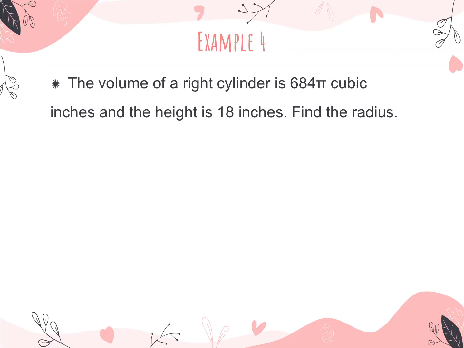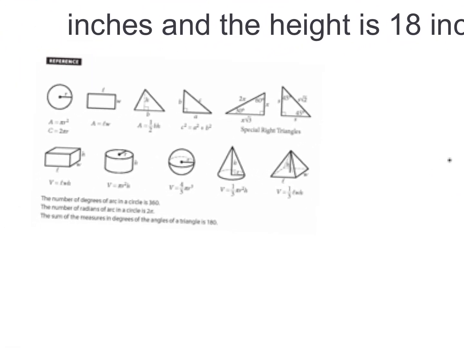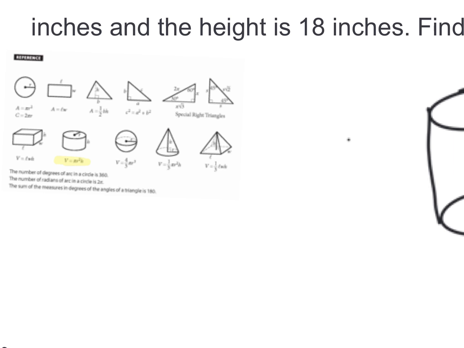Looking at number 4, it says the volume of a right cylinder is 684 pi cubic inches, and the height is 18 inches. Find the radius. So just giving you a quick rough sketch. Here's my cylinder. It's saying that my height is 18 and it gave me my entire volume. So I have to know how to find the volume of a cylinder. So let's see, are they giving me the volume of a cylinder on the formula sheet? Yes, they are. Okay, so that one is used right here. So volume of a cylinder is pi r squared times my height.